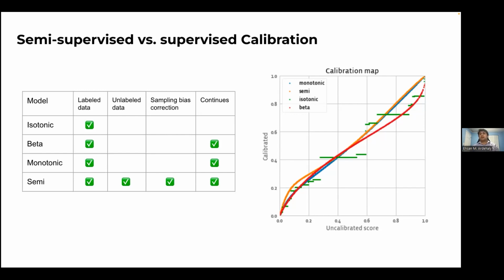Beta is a state-of-the-art calibration method. It's based on labeled data, so a supervised approach, and it also generates a continuous function. It's not like isotonic, it's continuous. The monotonic approach is the one that I explained in the previous slide. It's based on labeled data. Again, it's continuous and very similar to beta. And the semi-supervised approach is, again, the same as monotonic, but trained in semi-supervised settings. It can use unlabeled data to correct the sampling.